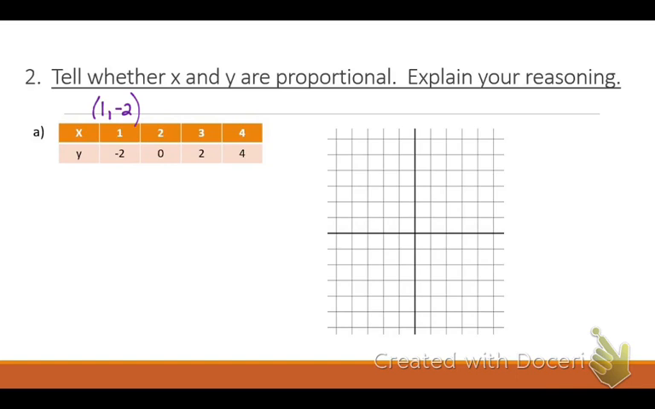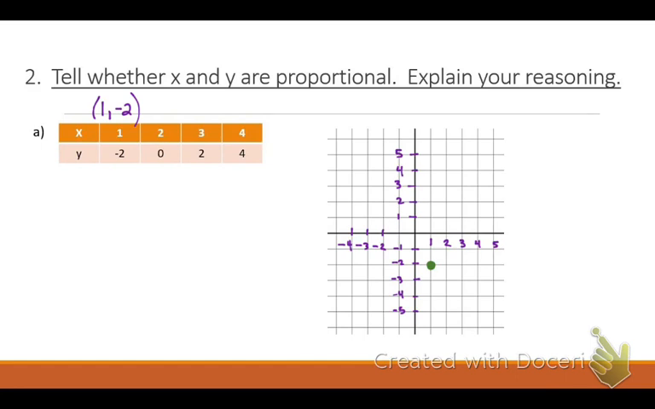You're going to need to come over here to your graph and do your numbering. You can see that I've already plotted 1, -2 on your graph. I need you to plot the other 3 points on the graph. So you're going to come back over here to your table, and you're going to plot 2, 0, 3, 2, and 4, 4. Go ahead and do that.